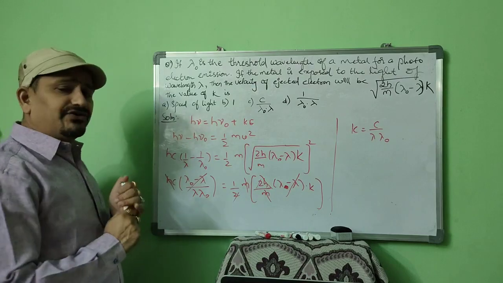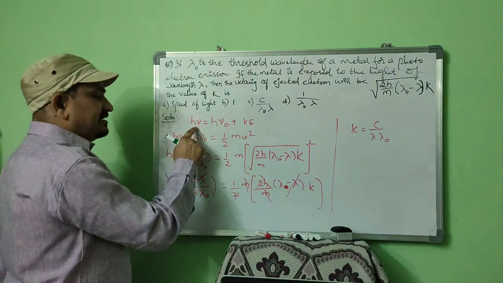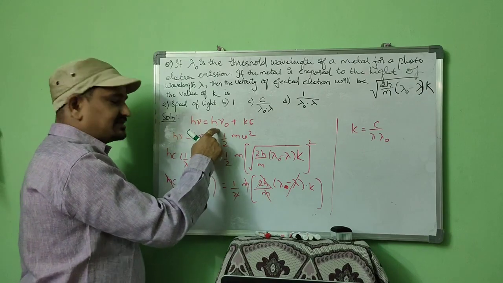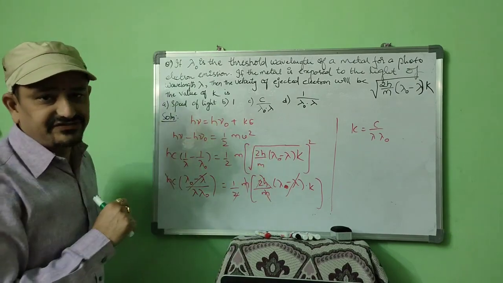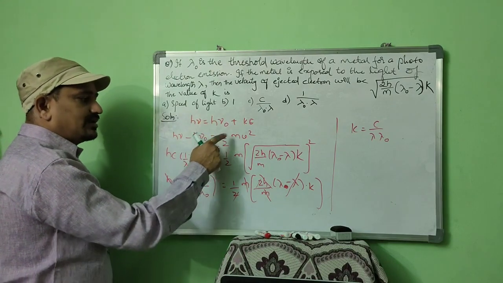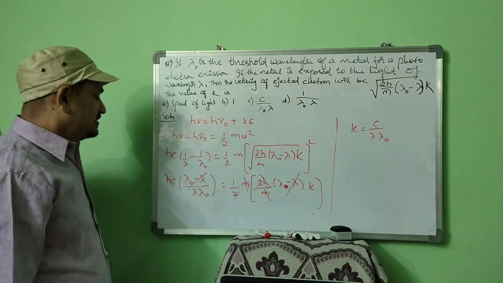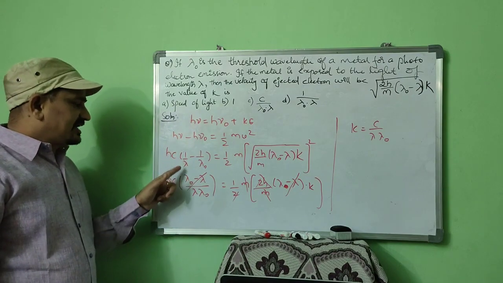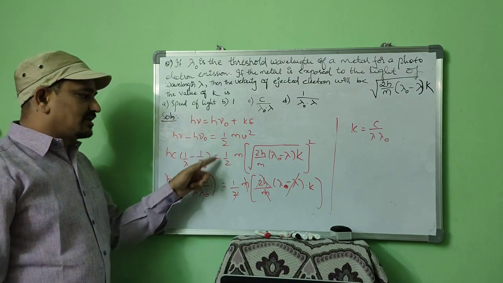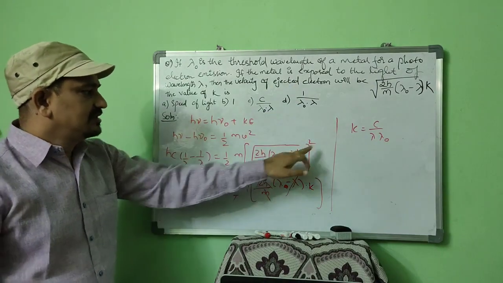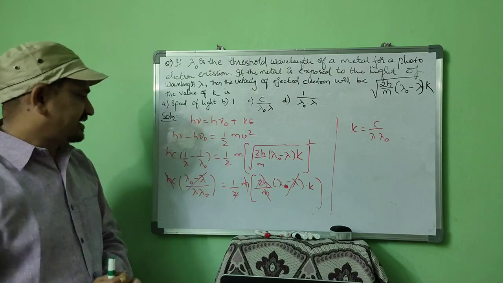Now let us see, we have the photoelectron effect expression: incident photon energy is equal to the threshold energy, or work function, plus the kinetic energy of the ejected electron. So on simplification, h nu minus h nu naught is equal to half m v square, the kinetic energy formula. Nu is equal to c by lambda. By taking hc common, 1 by lambda minus 1 by lambda naught equals half m into, substituting the velocity expression given in the question, whole square, right?